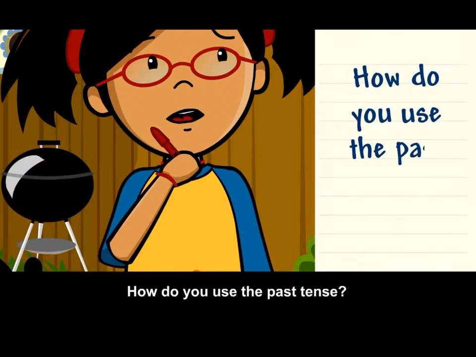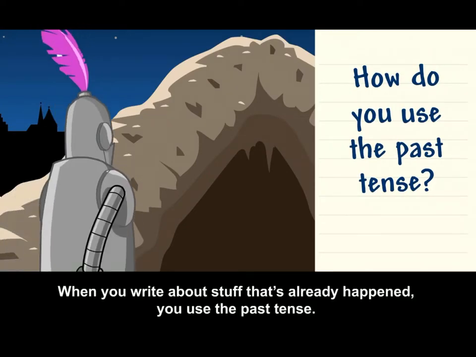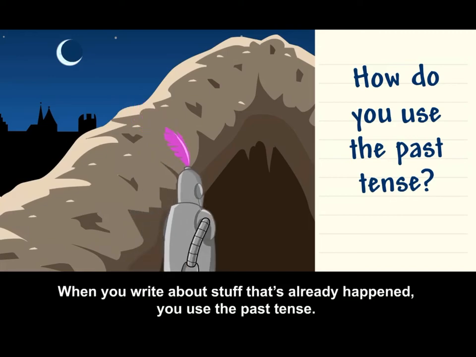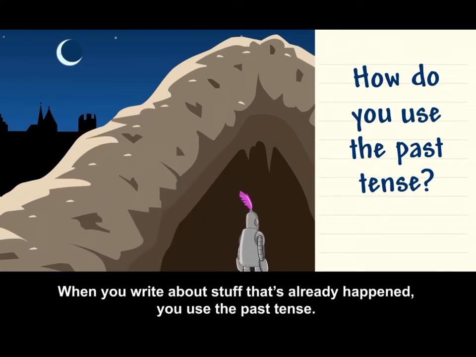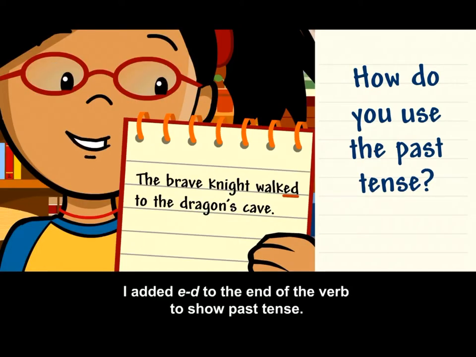How do you use the past tense? When you write about stuff that's already happened, you use the past tense. The brave knight walked to the dragon's cave. I added ed to the end of the verb to show past tense.